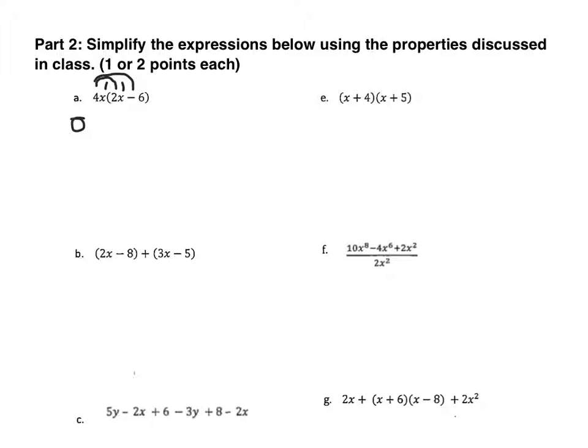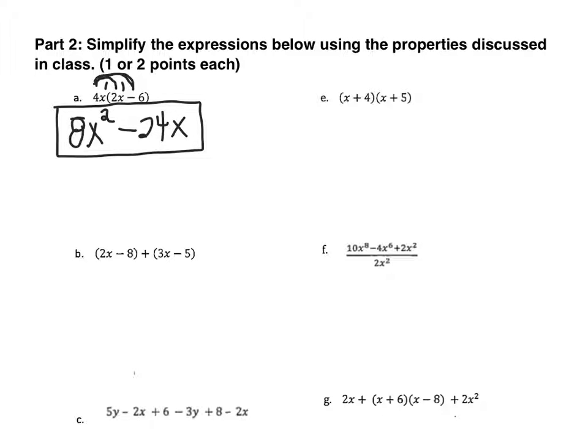4 times 2 is 8. X to the first times x to the first is x squared. And then 4x times negative 6 is negative 24x. You can't combine those terms because they're not like terms.